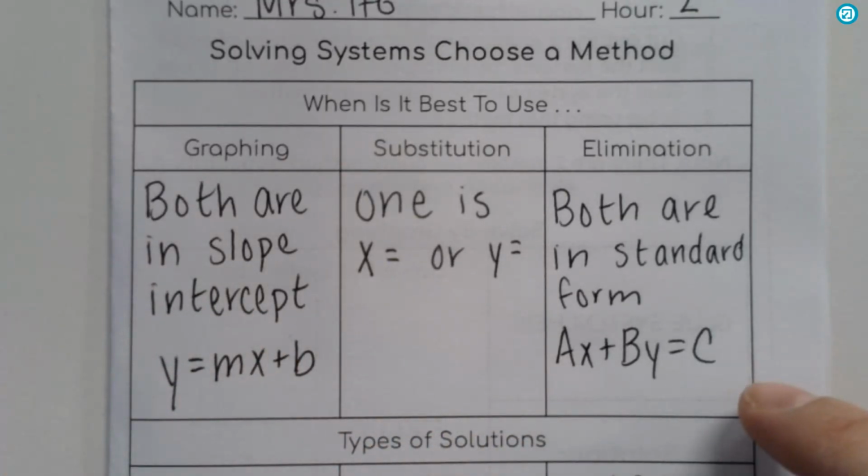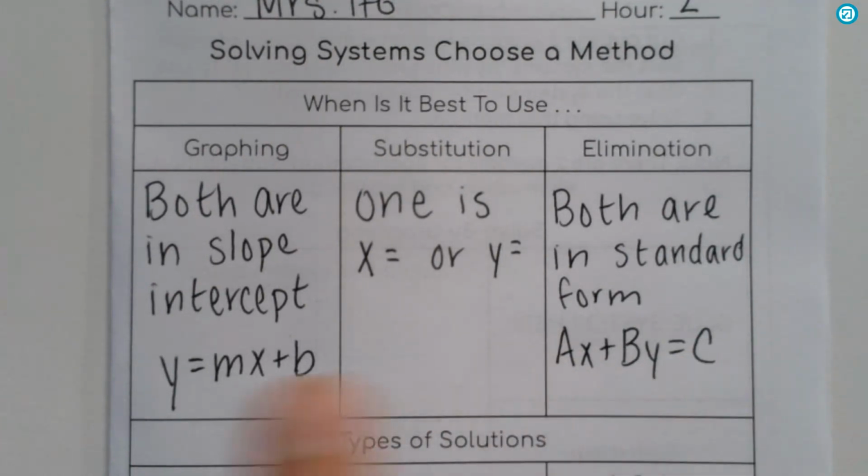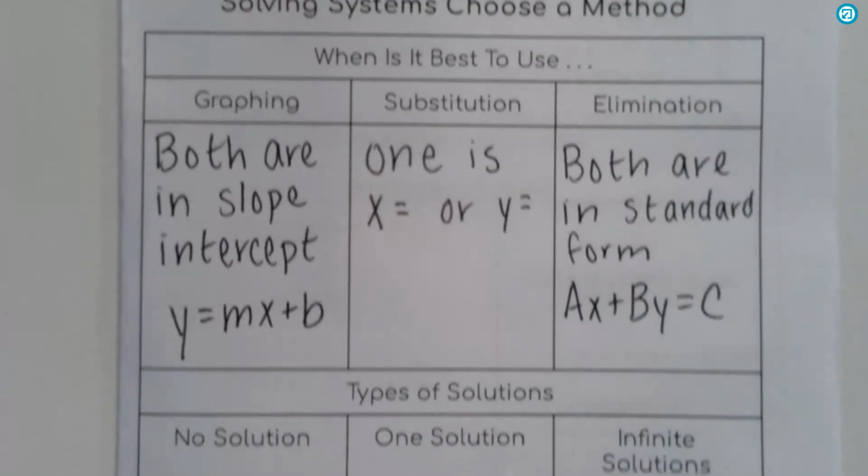So if both are in standard form, we could solve one and then substitute it. We could solve them both for y and eliminate or graph it. But this is the easiest thing to do in each of these circumstances. Okay, the last thing I want to talk about before I give you the problems that you're going to sort and work on is the types of solutions that you might get from a system.